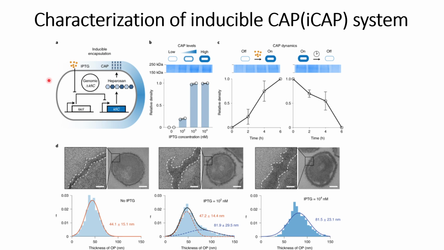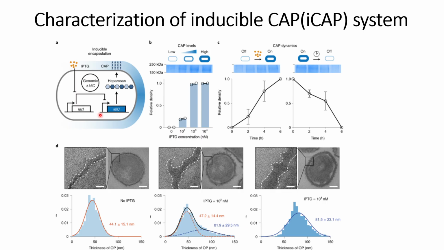So how they designed the system is that this KFC gene formation is controlled by the lac promoter. When the lac repressor is formed, it will prevent this KFC gene formation, and thereby there will be no CAP formation. And when IPTG is introduced, it will prevent the lac repressor translation, thereby these KFC genes can be translated.